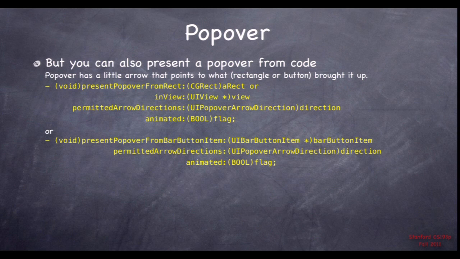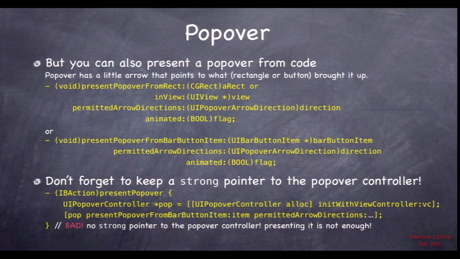If it'll fit on screen at all, it'll fit on there somewhere. So the arrow is going to be somewhere. This is giving the guidance of where to put it. Really subtle thing to be careful of here: you've got to keep a strong pointer to your popover controller. Presenting it by calling one of these present methods doesn't cause anybody to grab a strong pointer to your popover controller.